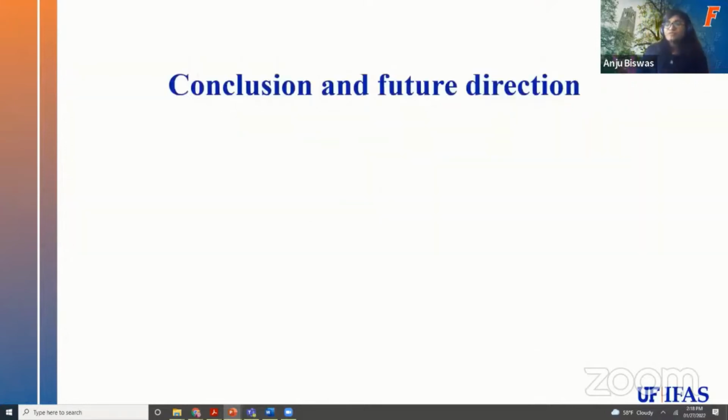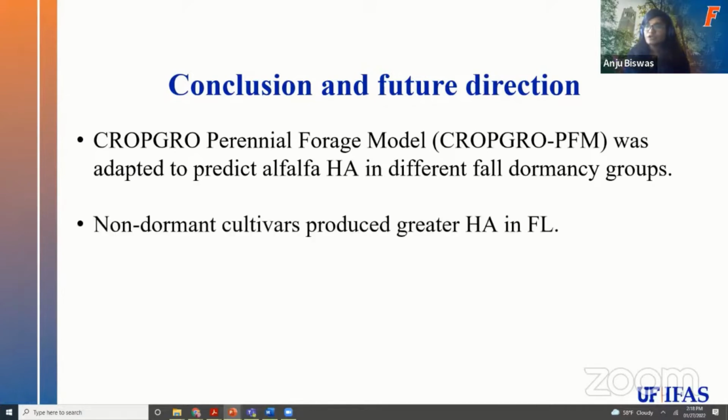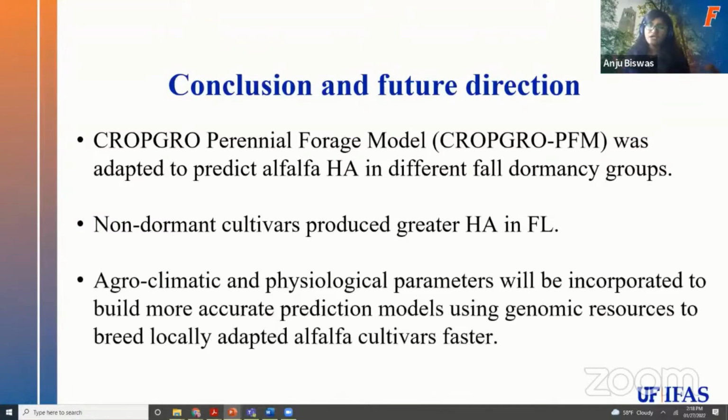So what's our conclusion and future direction from this research? We can say that the crop growth perennial forage model was adapted to predict alfalfa harvest accumulation in different fall dormancy groups. And non-dormant cultivars, for example AP15, produced greater harvest accumulation in Florida. And we will incorporate these agroclimatic and physiological parameters in our genomic selection model later on to predict biomass yield accurately, which will enable us to breed locally adapted alfalfa cultivars faster.